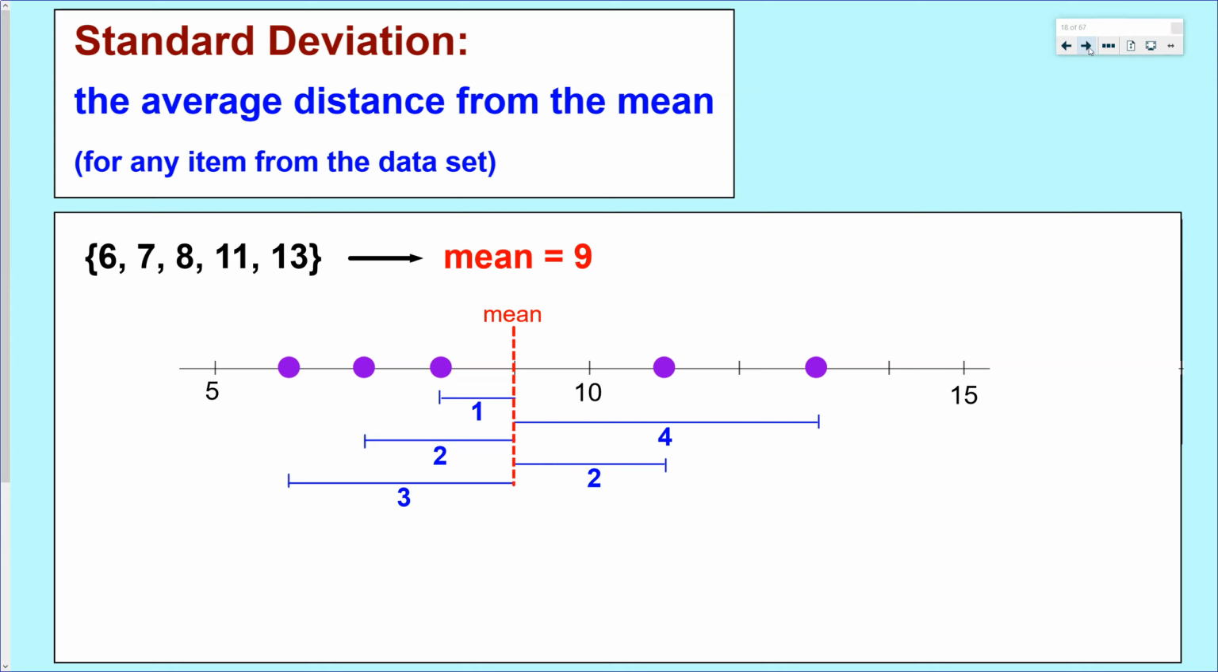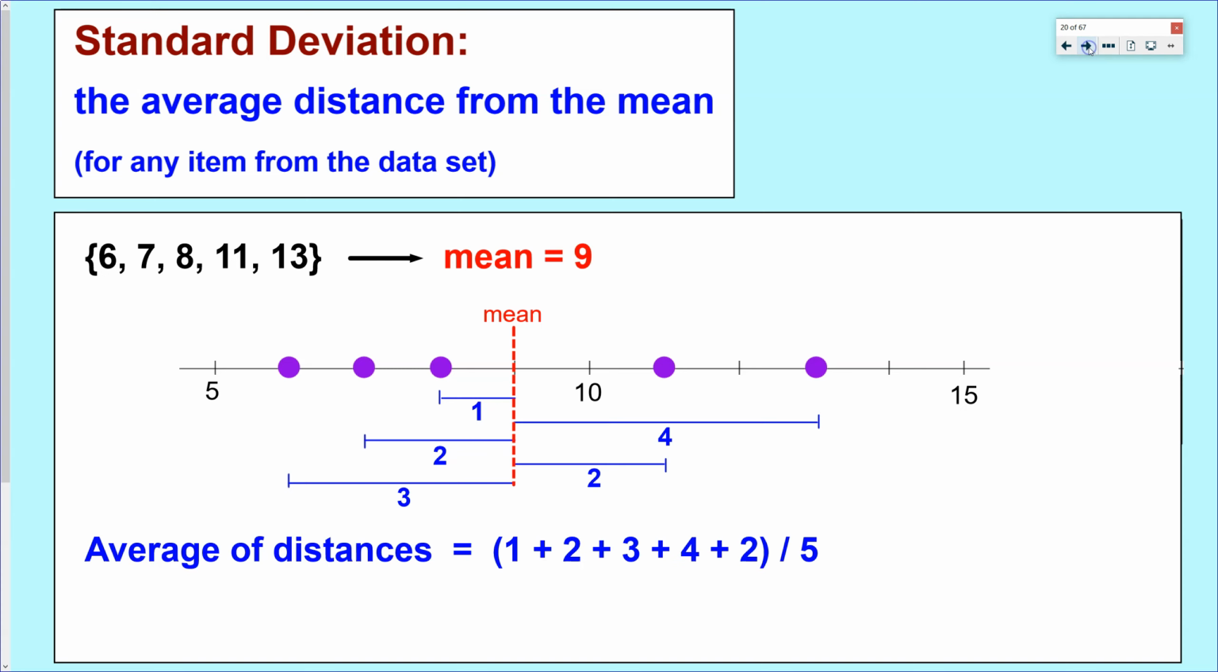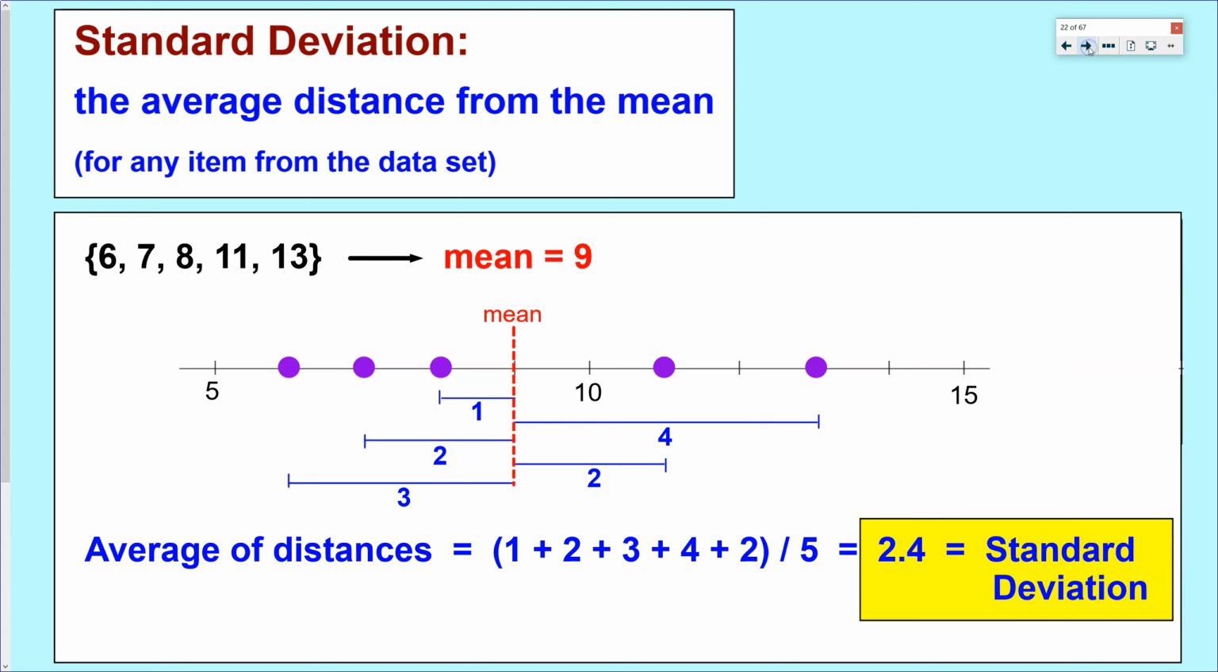Now what standard deviation is: we take all those distances that are in blue, 1, 2, 3, 2, and 4, we add those up together, and we divide by how many items there were in the data set, roughly, and we get a number, and it says 2.4. So that 2.4, this is not the exact calculation for standard deviation, but it's the concept, it's the idea that most of the points are within 2.4 units of the mean.